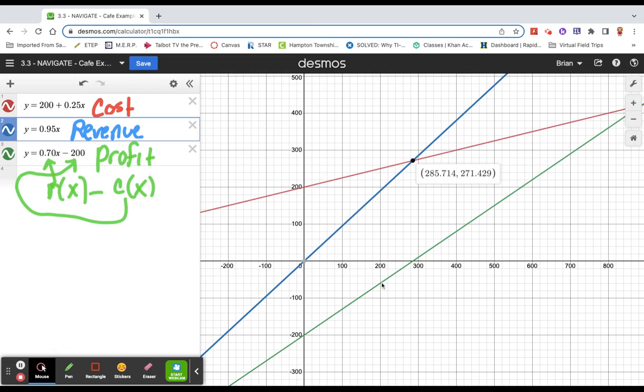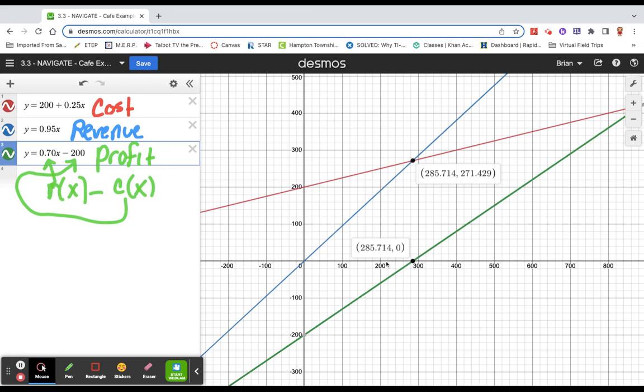What we're looking for here is what's happening at this 285 number. And if we scan along our green graph, we'll see that at that same 285, 286 number, that's where we realize a profit of 0. This is the location that we call our break-even point. This is the point where our graph goes from, or our company goes from losing money to making money.